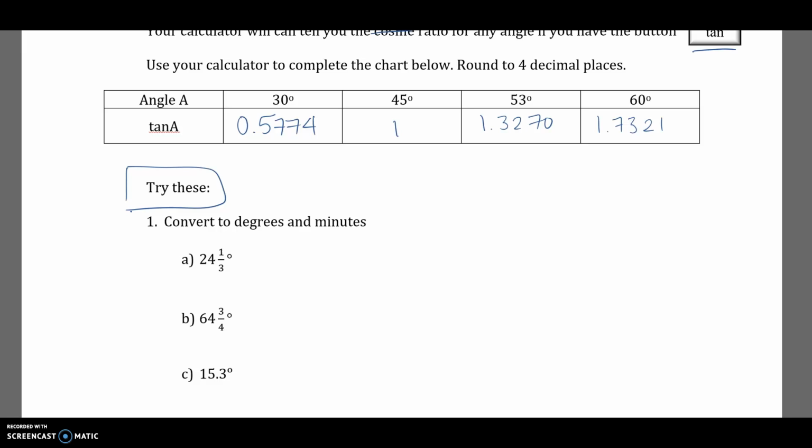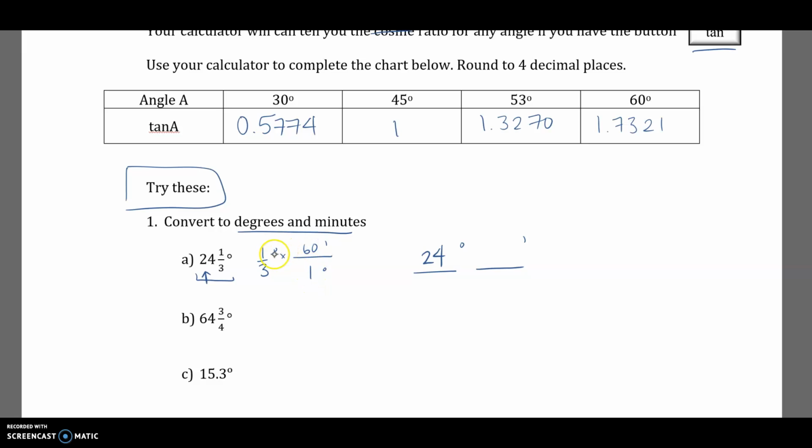Hopefully you've taken some time to work through these on your own. I'll go through the answers. First, we're going to convert to degrees and minutes when we have, in this case, a mixed number for degrees. So degrees and minutes means we want our answer to be whole degrees, whole minutes. I can see here I have 24 whole degrees and 1/3 of a degree. I'm not going to convert that to a rounded decimal of 0.3. This is degrees. I want to do a unit conversion. In order to cancel out degrees, I have degrees on the bottom of my fraction, minutes on the top. There are 60 minutes in 1 degree.